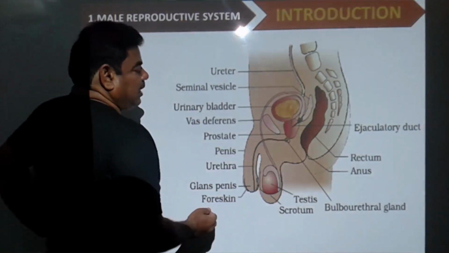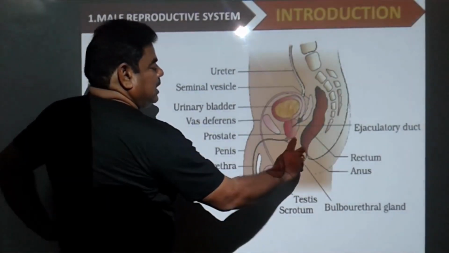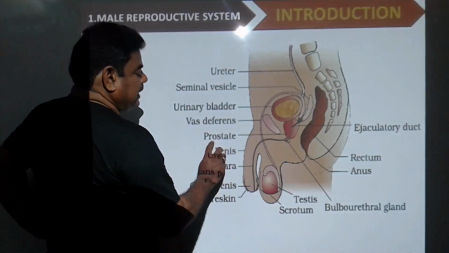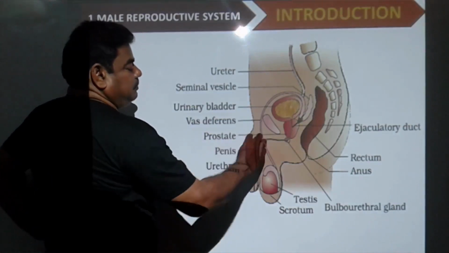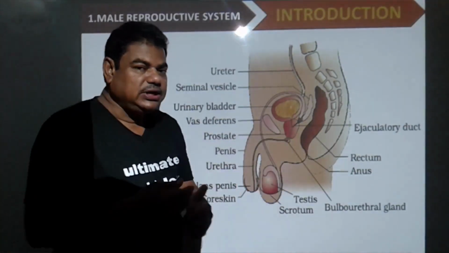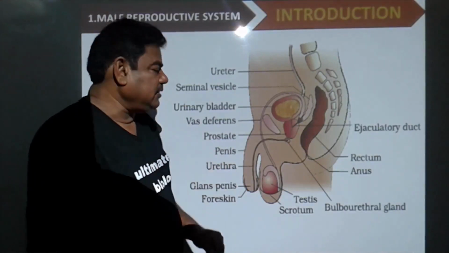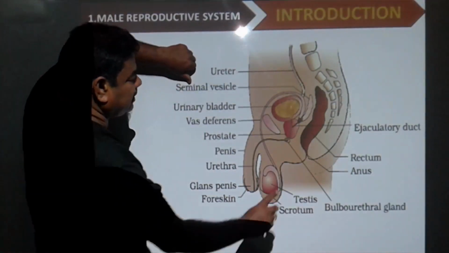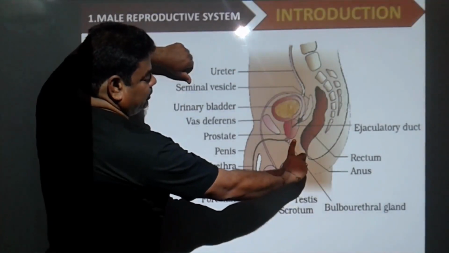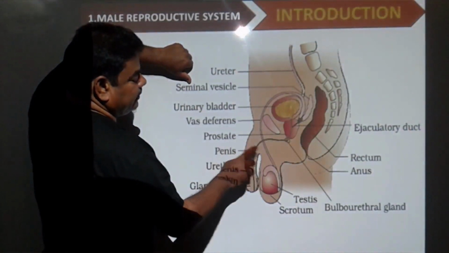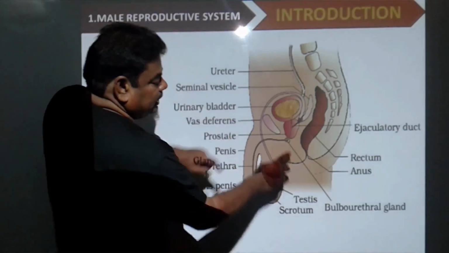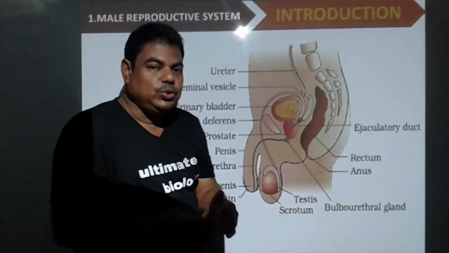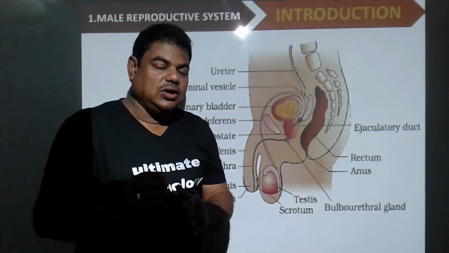Surrounding this urethra, one gland is present, that gland we call the prostate gland. The male reproductive system is associated with accessory glands. The first gland is the seminal vesicle gland. Second is the gland we call the prostate gland. And the third one is the bulbourethral gland or Cowper's gland.